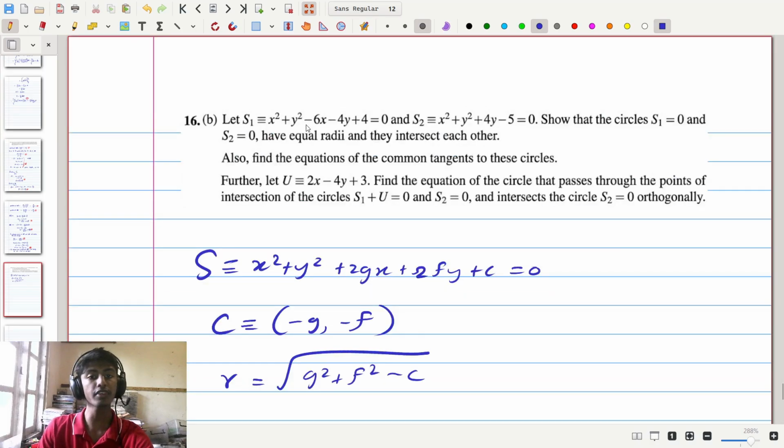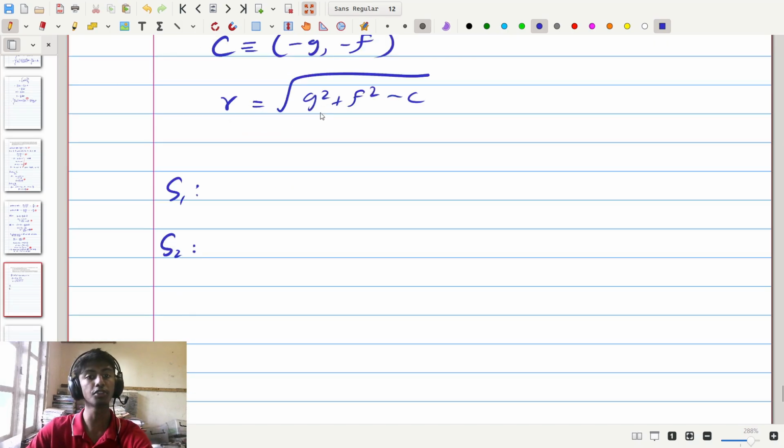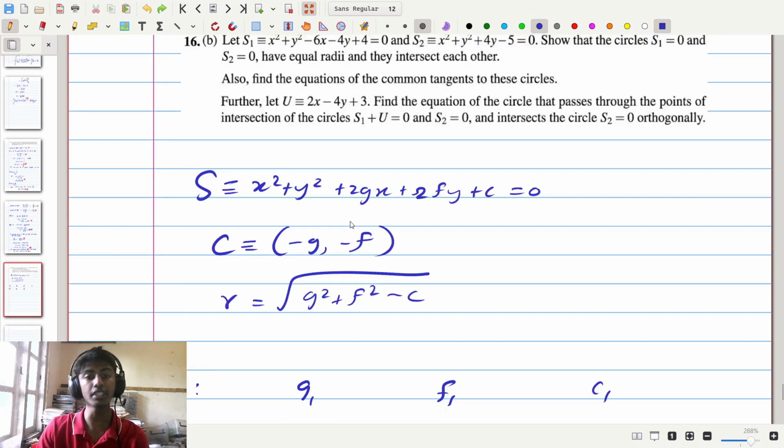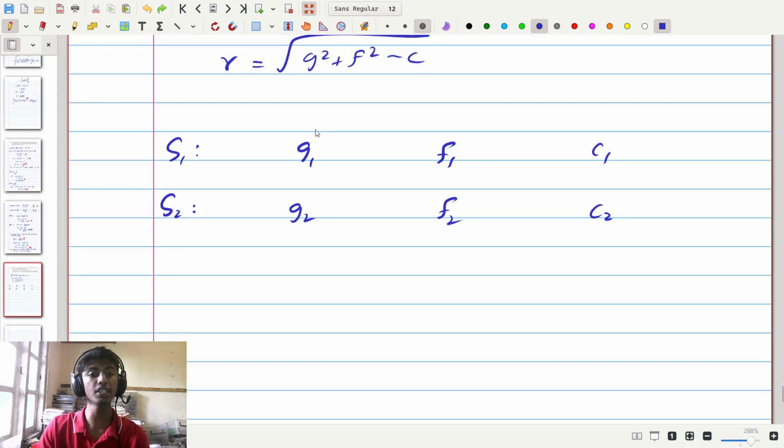Now looking at these two circles, if we consider circle S1 and circle S2 and try to get them into this form, we'll have constants for g, f and c for both of these circles. Let's call them g1, f1, c1 and g2, f2 and c2. Now for the circle S1, if we take a look at the g term, 2gx must be equal to minus 6x, and therefore 2g is equal to minus 6, and therefore g must be equal to minus 3. So g1 here will be equal to minus 3.